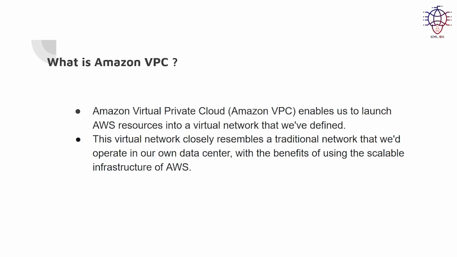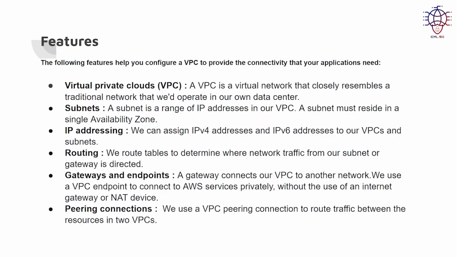So first of all, what is Amazon VPC? As I said, an Amazon Virtual Private Cloud enables us to launch AWS resources into a virtual network that we have defined. This virtual network closely resembles a traditional network that we would operate in our own data center, with the benefits of using the scalable infrastructure of AWS. Now let's move to the next slide.